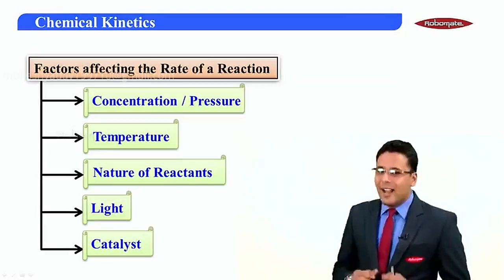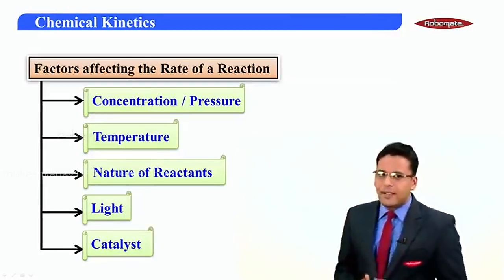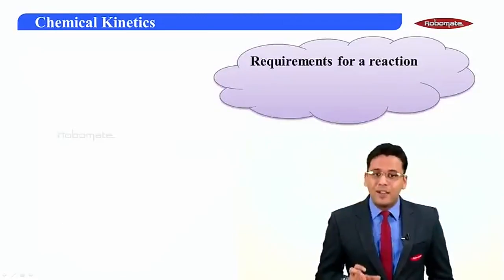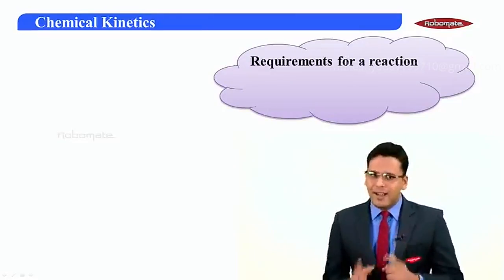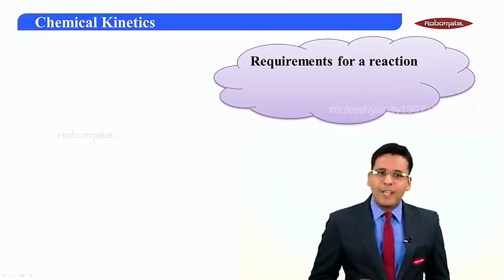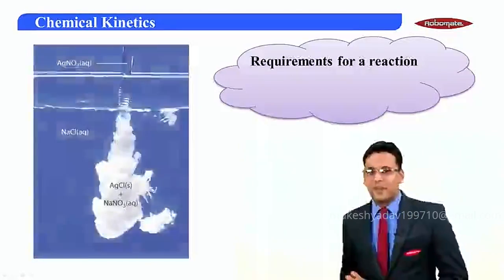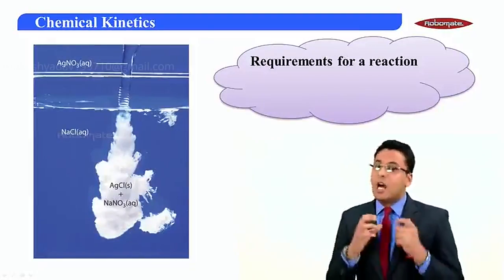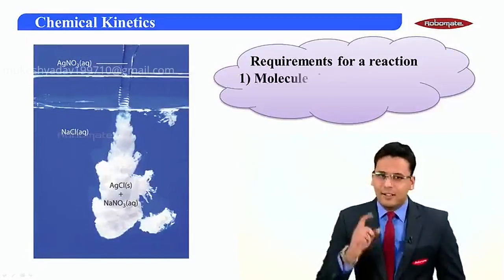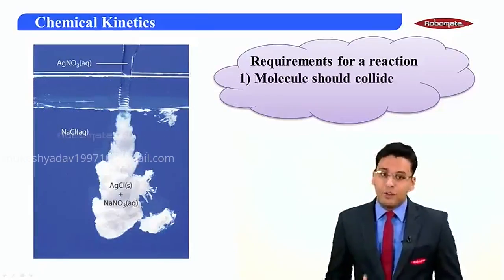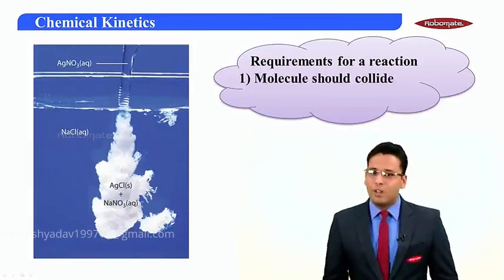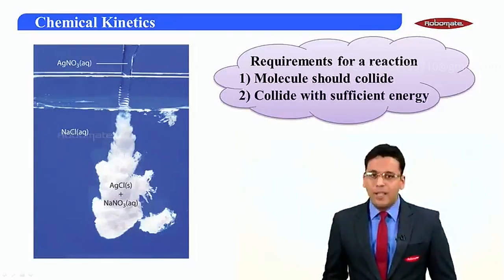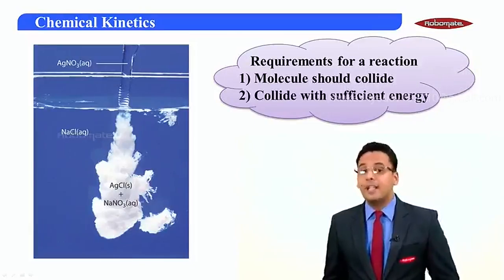But before we understand how each of these factors affects rate of reaction, let's try and understand the requirements for a reaction to occur very well. If I ask you to carry out a chemical reaction, what are the conditions under which this reaction will occur very well, very fast? Number one, the molecules should collide. Of course, they have to collide very well. Without collision between molecules, the reaction cannot go ahead. Second point would be they should collide with sufficient energy.